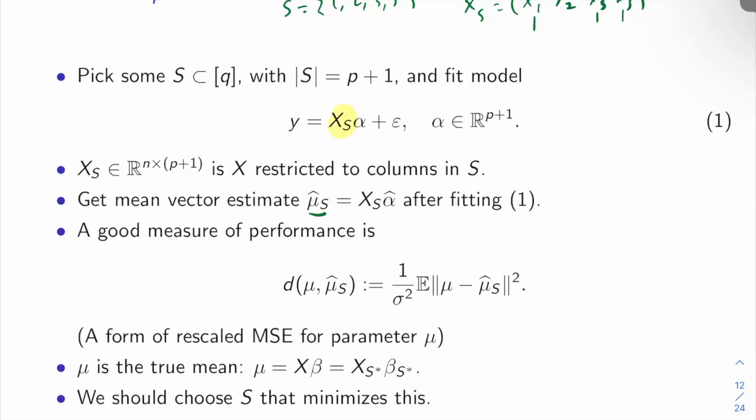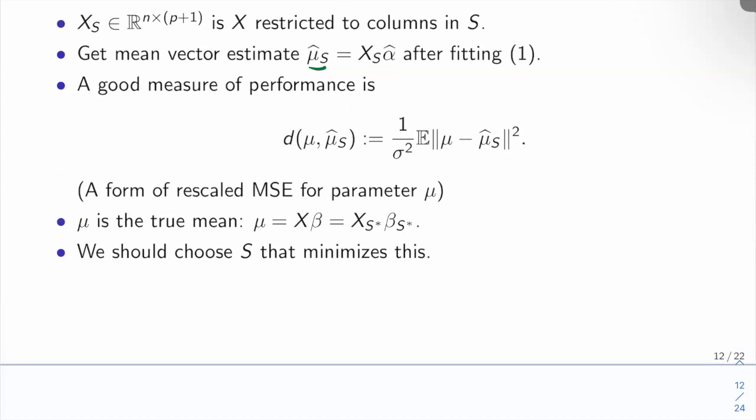This is the true mean vector, and this is mu hat. There are some issues with this. I'll show you what the result would be if you calculate this, but first, I don't know mu, and I also don't know sigma squared. I can probably take the expectation in the land of theory. But let me argue why this is an interesting measure. Mallows tries to choose the model, or subset S, that minimizes this criterion.